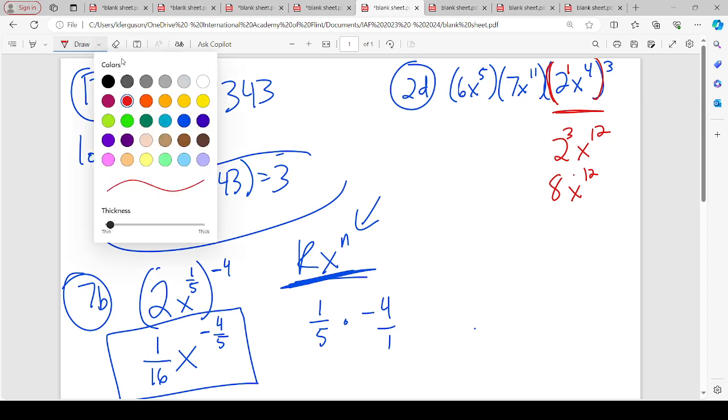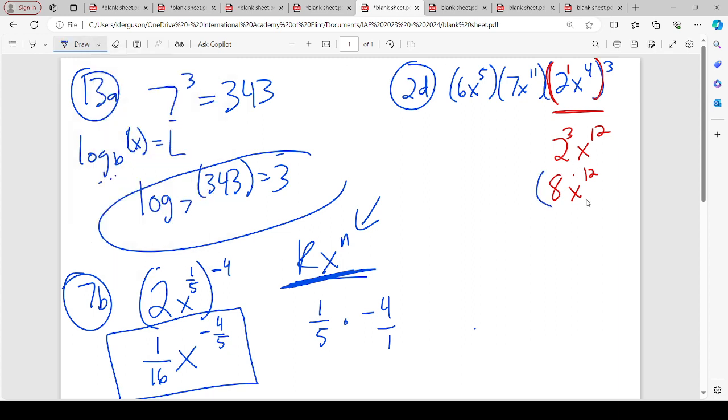Now I'm going to bring in the other stuff. I got 7 times x to the 11th. And then I got 6 times x to the 5th. So I need to multiply all three of these out. So I'm going to have 6 times 7, that's 42. And then 42 times 8. So let's see, that's 16, carry the 1. That's 32, 33. That's 336.